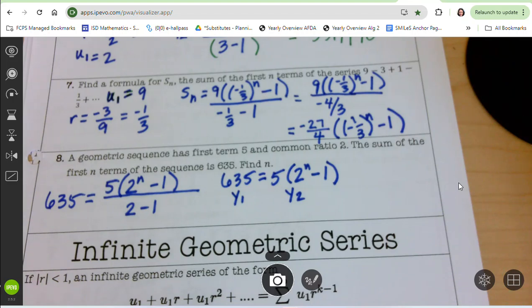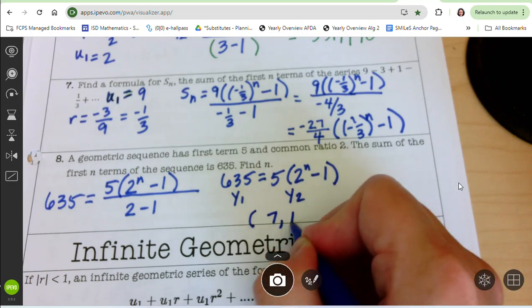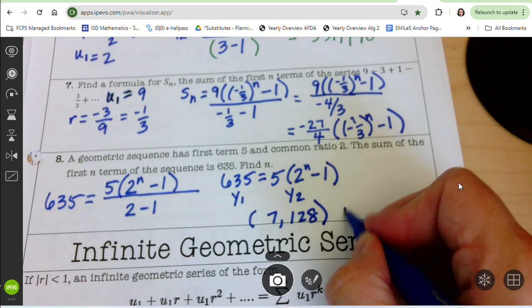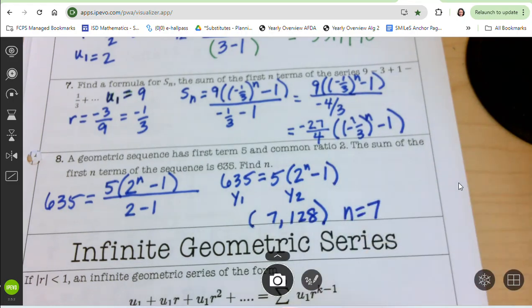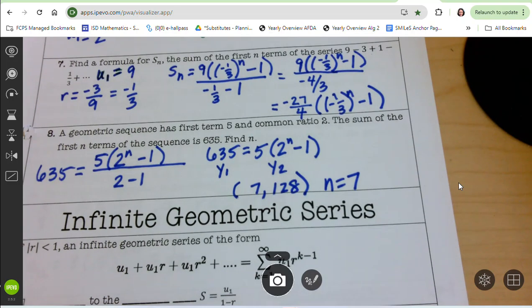Okay? All right, and so when you do that, I'm not going to do that right now because we've done like 5 problems like this. When you do that, you should get, let's see. So you should get 0.7128, which means that your n is 7. So if you do y1 and y2 and you do second calc intersect, you should get that. You can try that at home too.